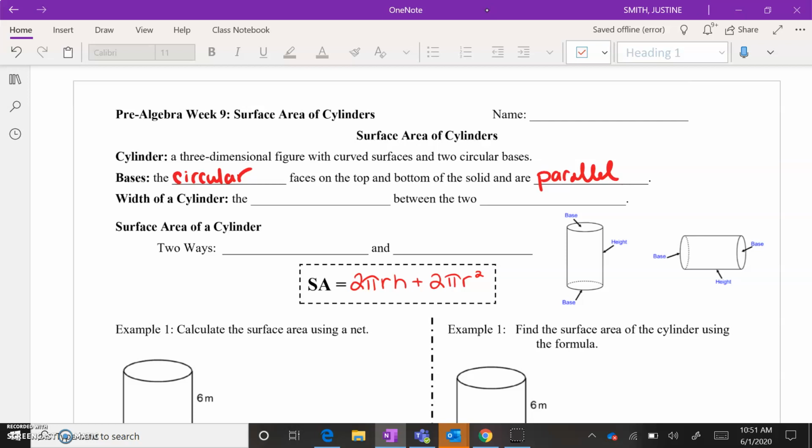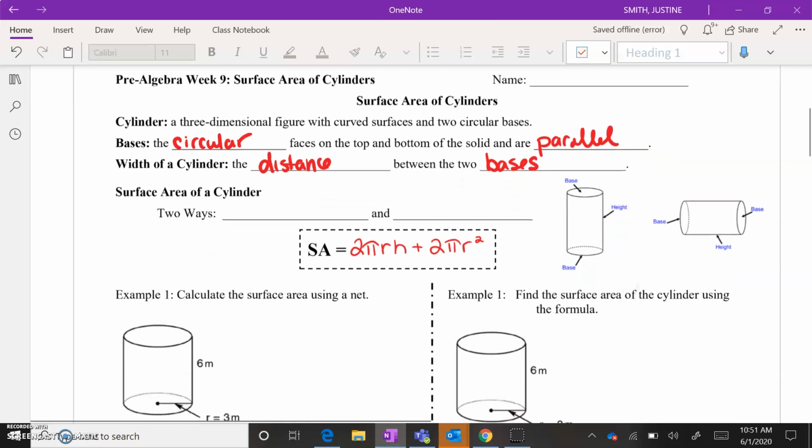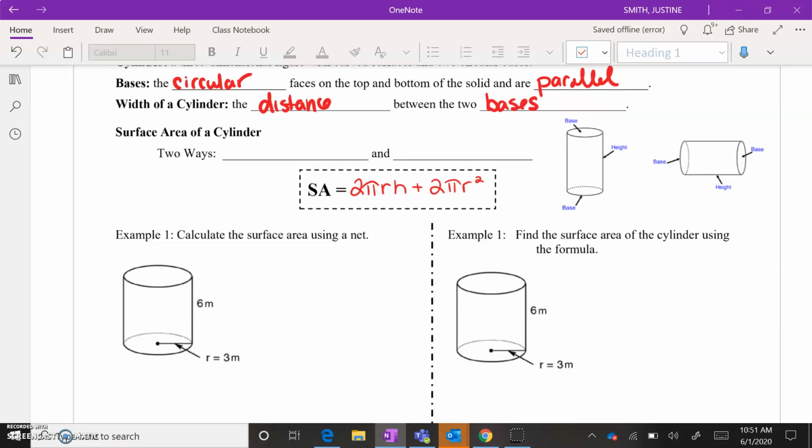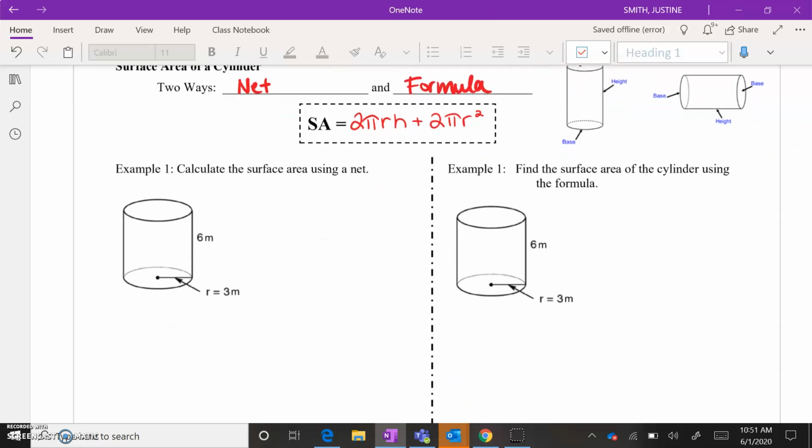The height of the cylinder is just the distance between the two bases. Just like some of our other shapes, there is a formula for this that we can use. We can also look at the net to figure out the surface area. So I'm going to show you both of the ways.